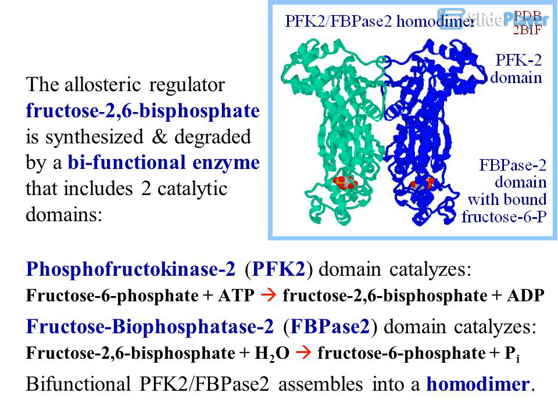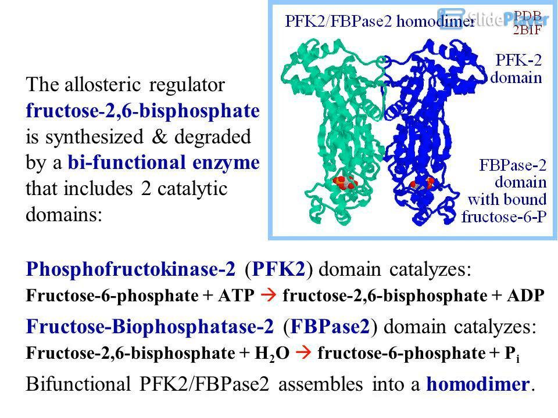The allosteric regulator fructose 2,6-bisphosphate is synthesized and degraded by a bifunctional enzyme that includes two catalytic domains. The phosphofructokinase 2, PFK2, domain catalyzes fructose 6-phosphate plus ATP yielding fructose 2,6-bisphosphate plus ADP. The fructose bisphosphatase 2, FBPase 2, domain catalyzes fructose 2,6-bisphosphate plus H2O yielding fructose 6-phosphate plus Pi.